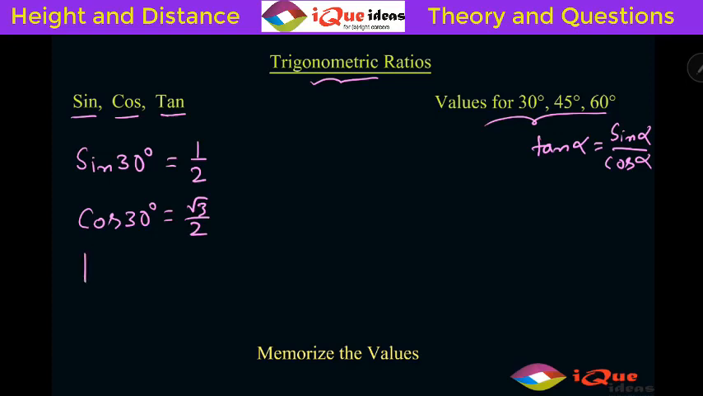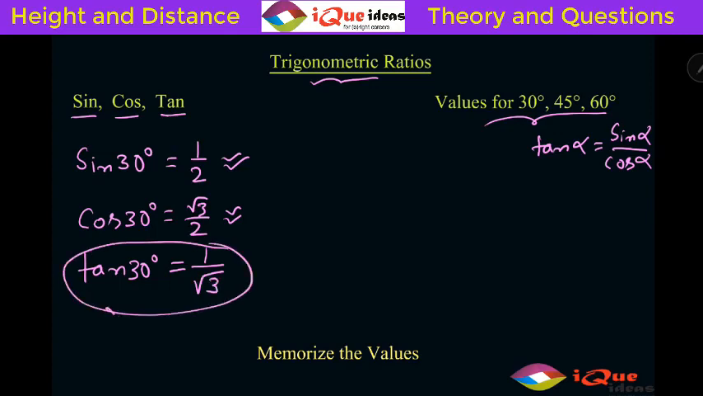So from there you can see that tan 30 degree will be equal to sine 30 degree divided by cos 30 degree. So 1 by 2 divided by root 3 by 2. So 2 and 2 will get cancelled and we will have 1 by root 3. Right? Or you have to actually memorize tan 30 degree as 1 by root 3 directly. The tan value you must remember in any case.